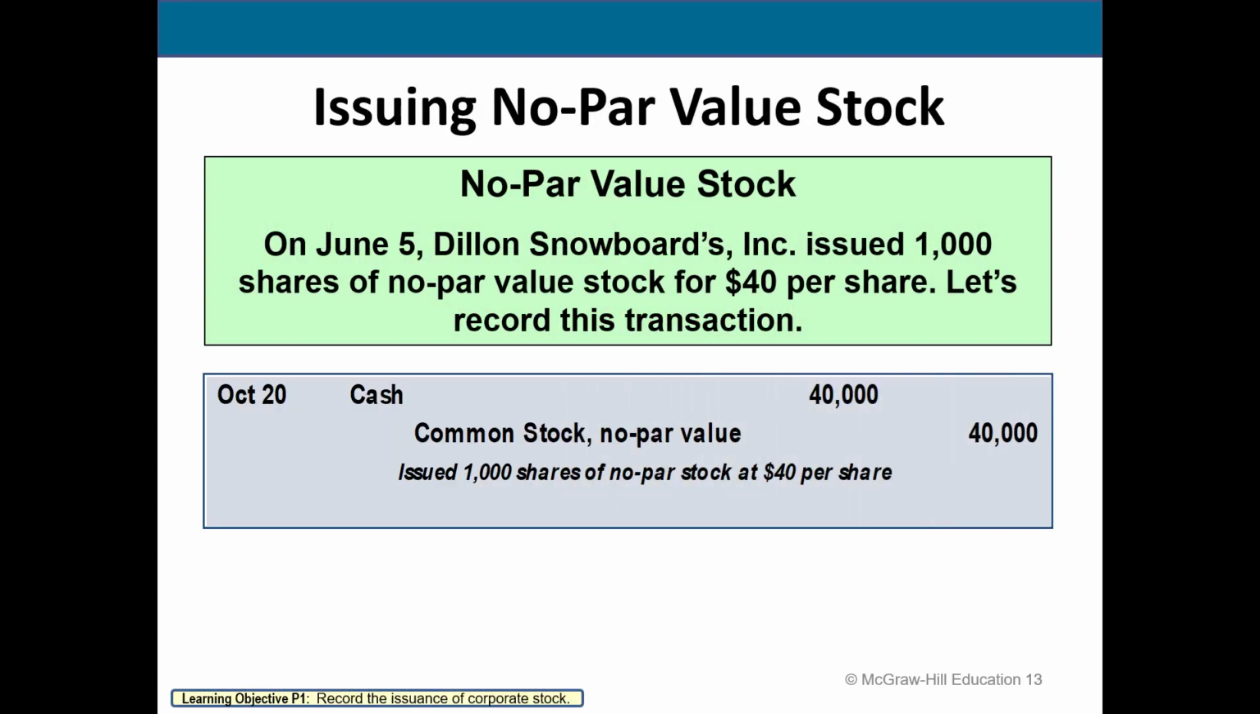So there is a difference in the journal entry when recording no par value stock. There's no par value here, so whatever you sell it for is what you debit and credit the common stock account for, the same amount. Notice that this says no par value.